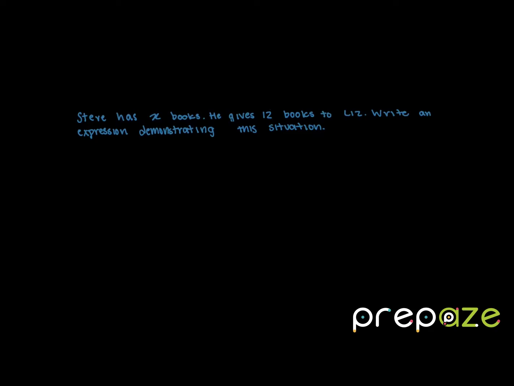Well, the first thing I want to do is identify the different components of my expression. First, let's find out what the variable is. Looking at the first sentence, we see that Steve has X books. Since we don't know the number of books that Steve is starting with, this is our unknown value, which is being represented with the variable X.